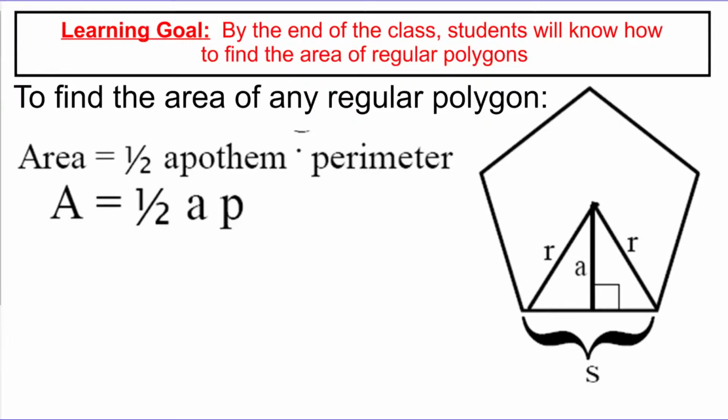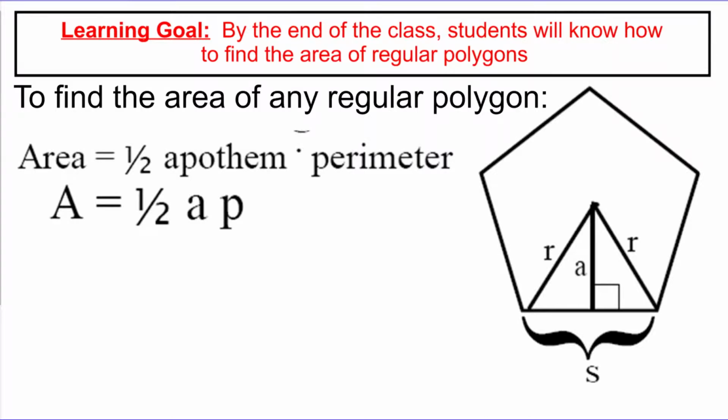All right, so now that we know how to find the central angles, we know the vocabulary about words like radius and apothem and central angle in regular polygons. We're going to now find the area of some regular polygons. So we have to start off with the formula.